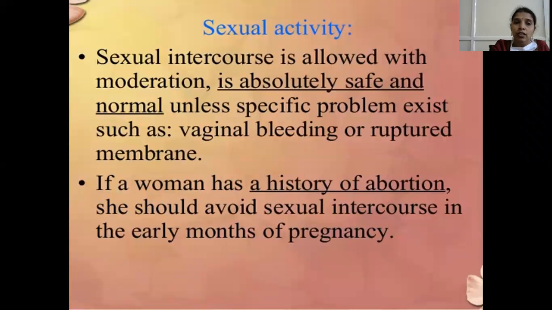Sexual activity. Sexual intercourse is allowed with moderation, is absolutely safe and normal unless specific problems exist such as vaginal bleeding or ruptured membranes. If a woman has a history of abortion, it should be avoided. Sexual intercourse should be avoided in early months of pregnancy.